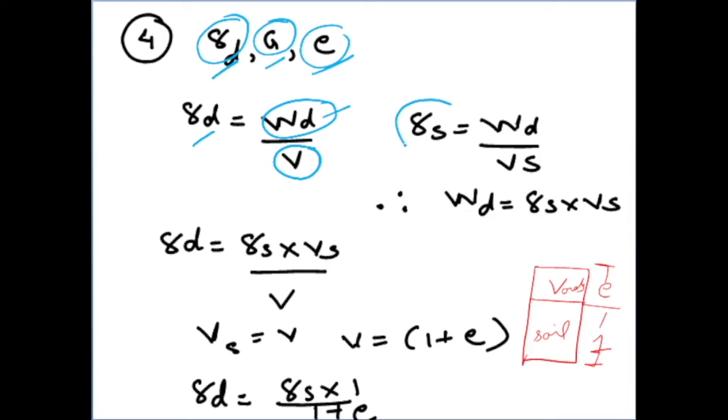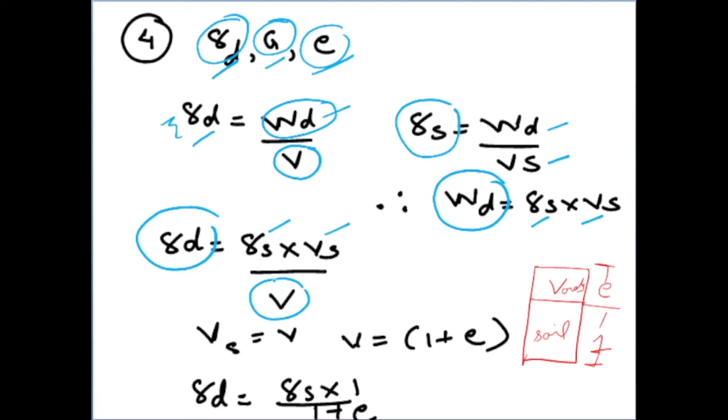Okay, density of solids is nothing but weight of the dry solids divided by volume of the solids. Do not get confused. This is density of the dry solids and this is density of only solids. Okay, so on cross multiplying, I can write Wd as density of solids into volume of solids. Okay, so dry density can be written as density of solids into volume of solids divided by the total volume.